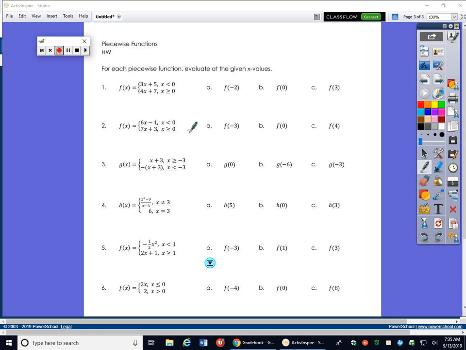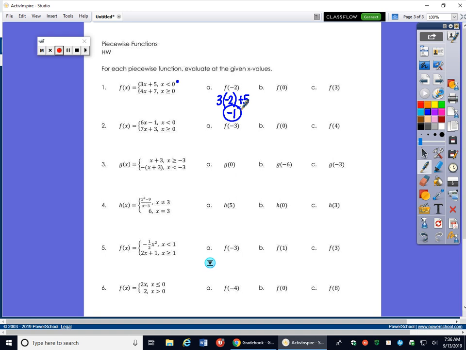So in number 1, we have two equations. We have one when x is less than 0, and we have one when x is greater than or equal to 0. So our first letter A wants to know when f of negative 2 is occurring. Negative 2 falls under the less than 0, so we are going to use this one to evaluate. So we're going to do 3 times negative 2, because our x value is negative 2, plus 5. So that's equal to negative 1.